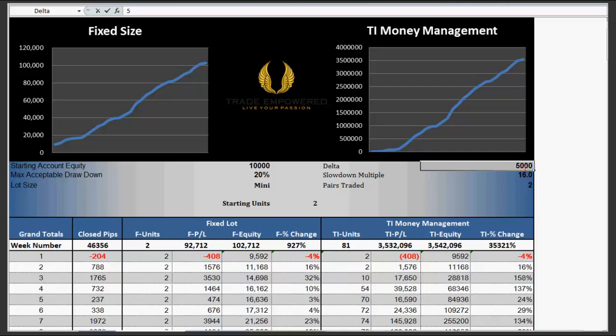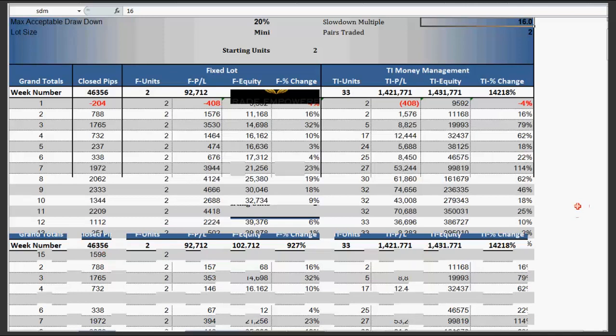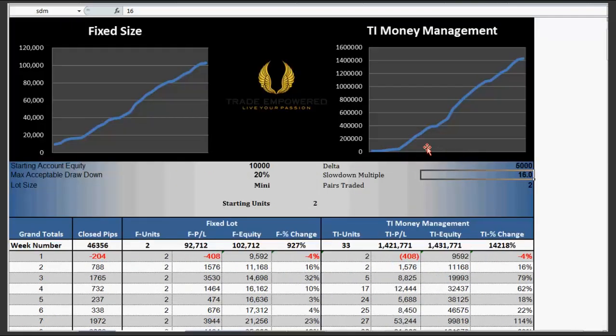Now what happens if I make this $5,000? Well, now I'm increasing position size even slower, and now I only made about 1.4 million instead of 3.5. So I'm limiting my overall return, but what else do I limit when I increase my delta? I also decrease my risk, right?